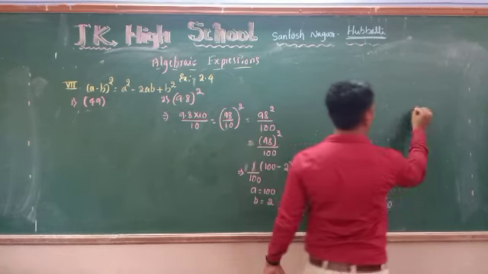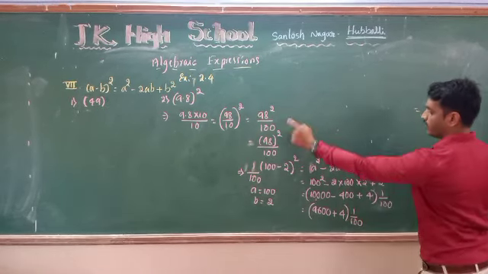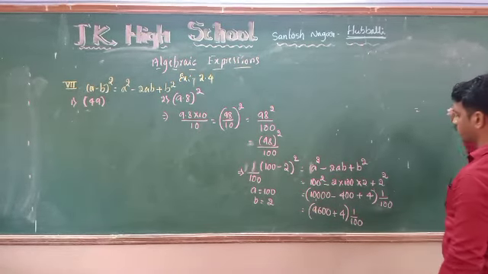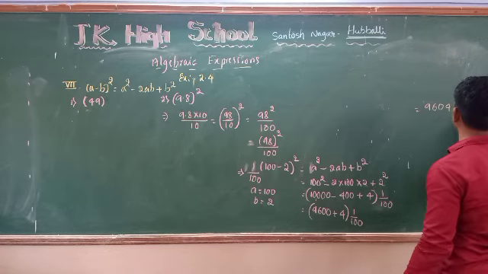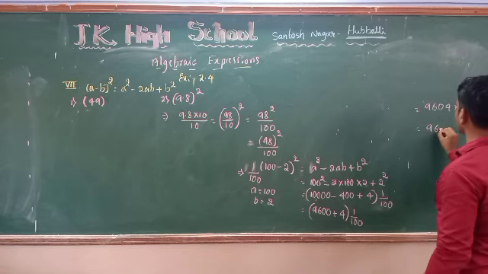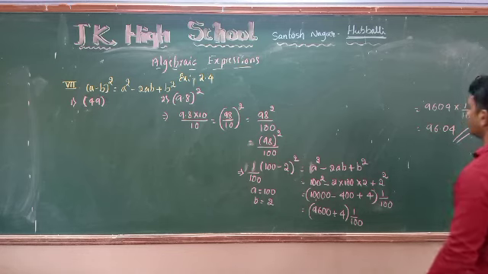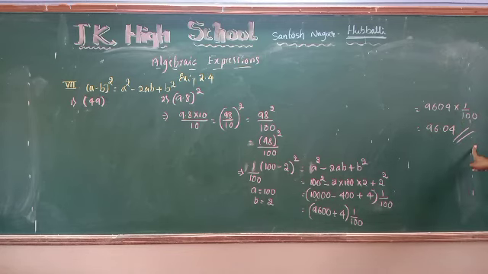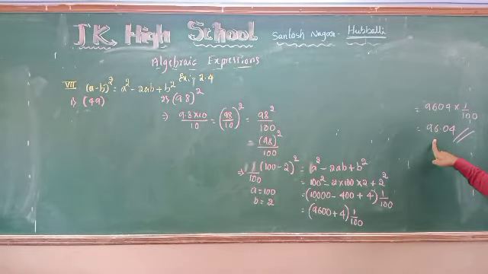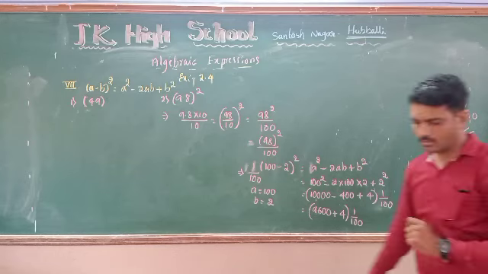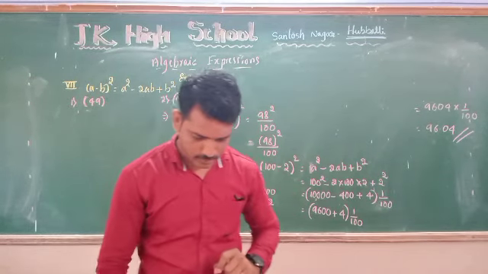The next step. Now the fourth step: 9,604 into 1 upon 100. So 96.04 is our answer. Understood? Means 9.8 square is nothing but 96.04. This is your answer. If you need the answer, just pause the video and write down the answer. Okay? Yes. Next one.